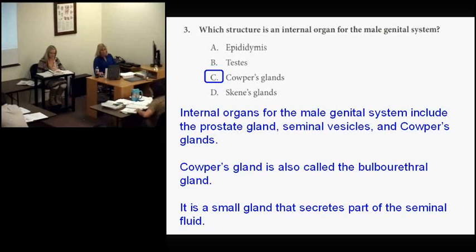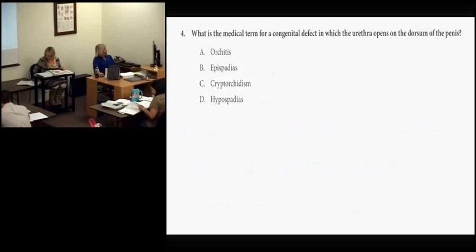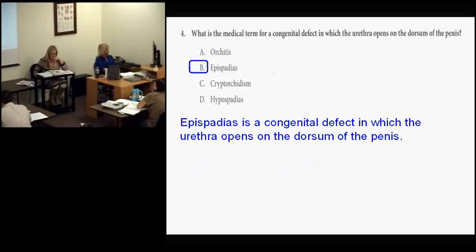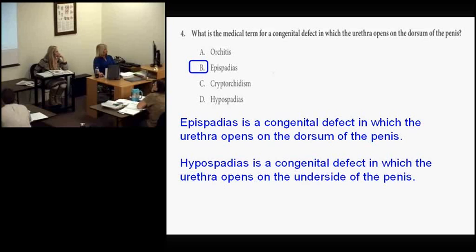Okay, we're going to do a couple more questions, then we'll take a break. Number 4, what is the medical term for congenital defect in which the urethra opens on the dorsum of the penis? It is B, epispadias. Epispadias is a congenital defect in which the urethra opens on the dorsal side of the penis, and hypospadias is a congenital defect in which the urethra opens on the underside of the penis. Epi is on or over, hypo meaning under or below.